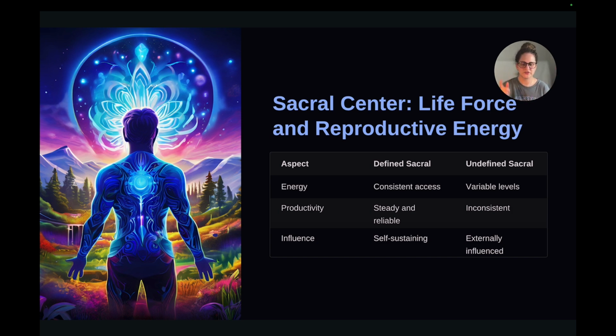And a defined sacral center is going to influence this by they are able to be self-sustaining. Unlike an undefined sacral center, they don't need an external influence in order to maintain their energy flow and their productivity. All right.